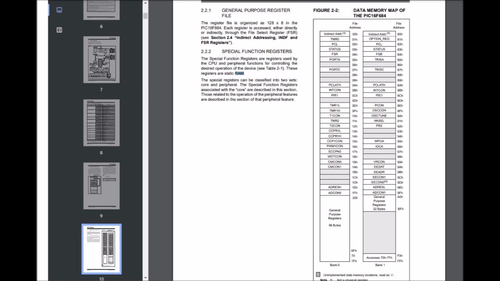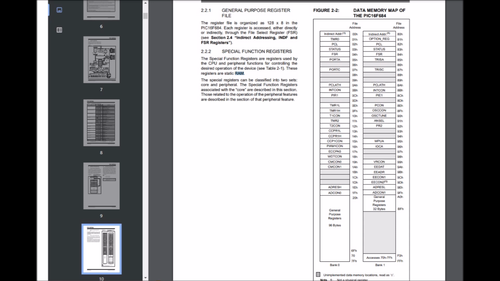Data memory. The RAM in the PIC16F684 is part of the data memory space, which includes special function registers, SFRs, and general purpose registers, GPRs. Memory organization. The RAM is divided into multiple banks. Each bank contains both SFRs and GPRs.